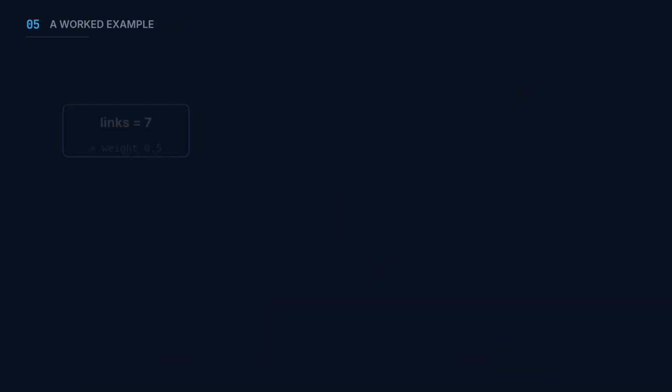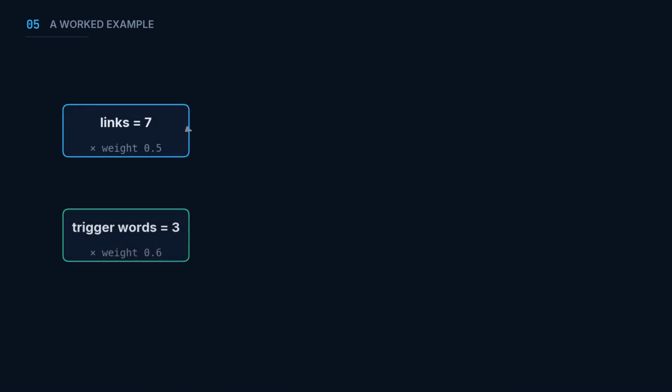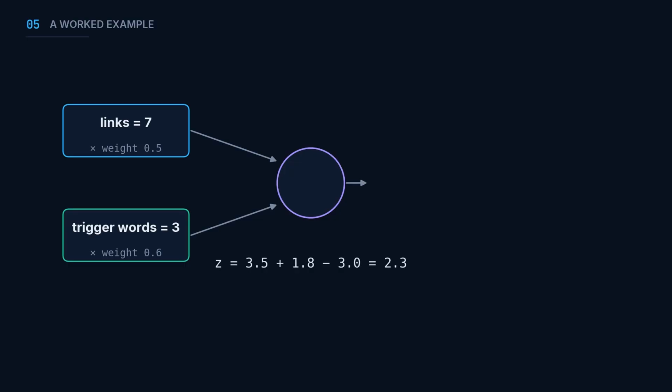Here it is end to end. A neuron judges whether an email is spam from 2 clues, how many links it has, and how many trigger words. Multiply each by its weight, add the bias, and you get Z. Squash Z into a number between 0 and 1, and that's the neuron's answer. Here, a confident 91%. Spam.